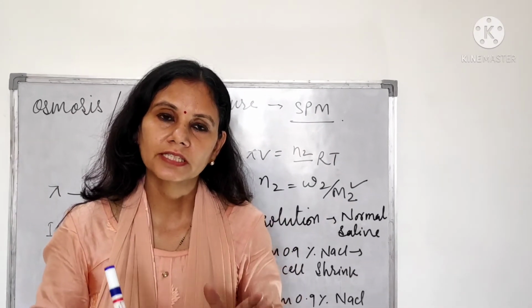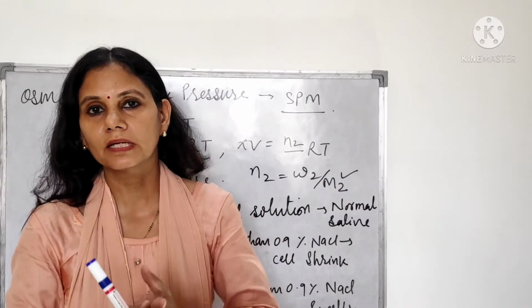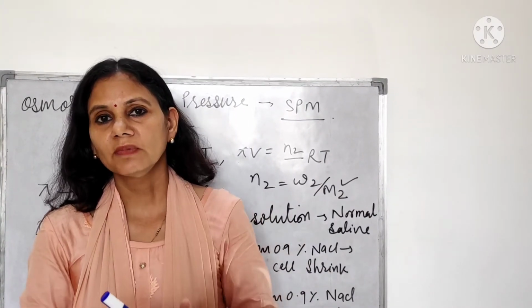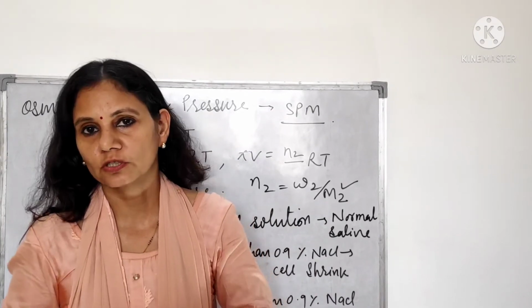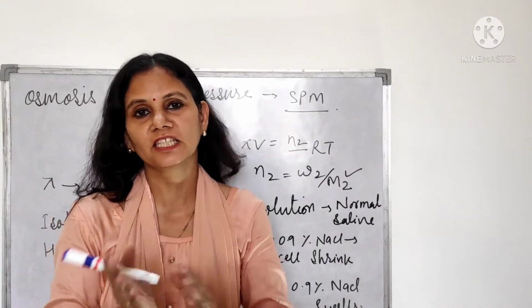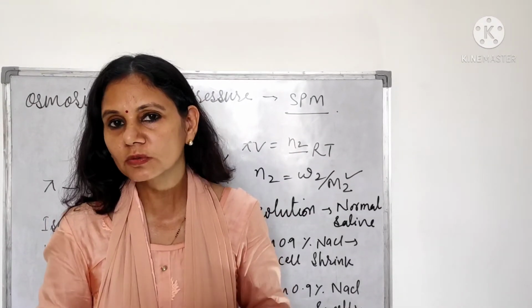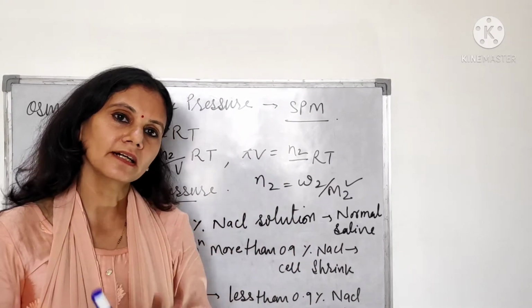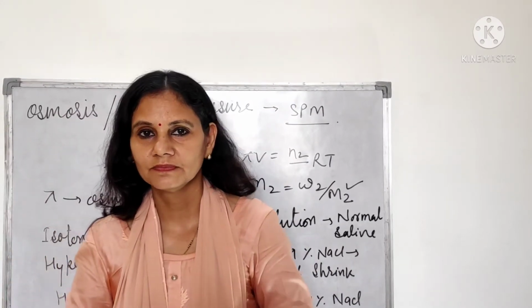And other examples of this is the pickle, the raw mango pickle, after some days it shrinks due to exosmosis. And if we put some amount of dry raisins in water, they swell up due to endosmosis. So all are related with osmosis, and it is important, it is a colligative property.